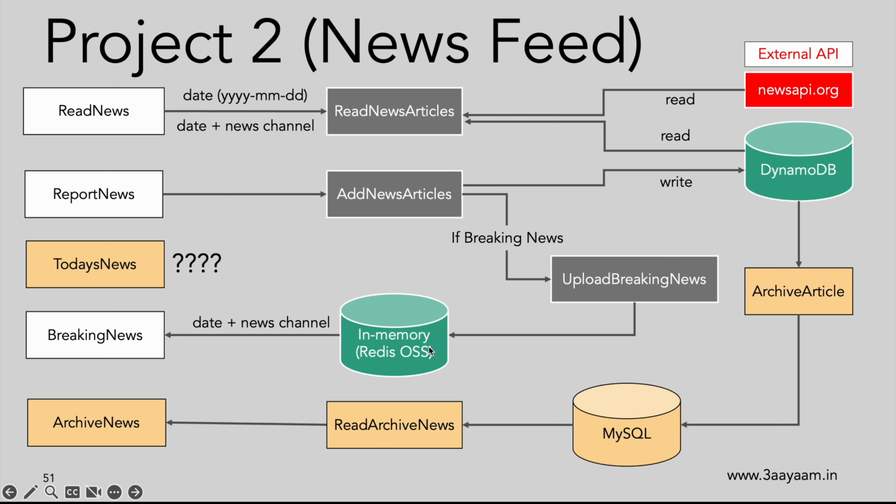Okay, so now as you can see that we have different databases, like we'll be using DynamoDB, we'll be using Redis, that will be on AWS Elasticache, and we'll have to create something called an Elasticache cluster that will host the Redis open source system.